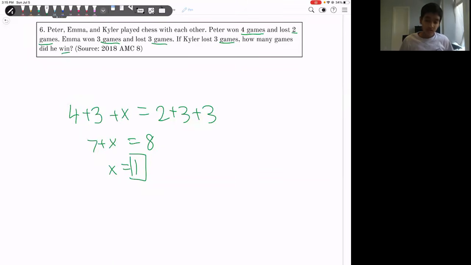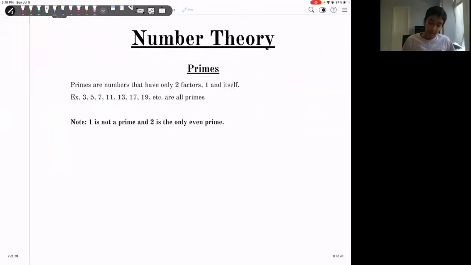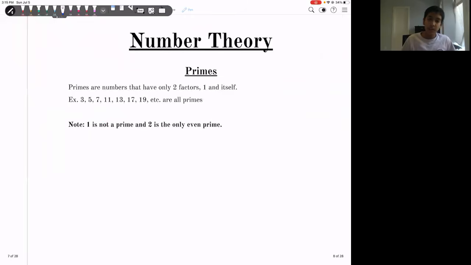Oh, okay. Okay, so now let's move on to today's topic, number theory. Over these next few weeks, we're going to be talking about number theory. So let's start off with the basics, primes. Primes are numbers that only have 2 factors, 1 and itself. Some examples of primes are 3, 5, 7, 11, 13, 17, 19, etc. And 2 is also prime.